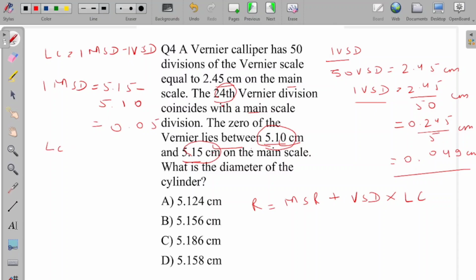So least count is 0.05 minus 0.049, and this gives us the value 0.001 centimeter, right? Now we have the least count. Do we have the main scale reading? We have the vernier scale division, that is 24, but we don't have the main scale reading. Actually the main scale reading is hidden over here.